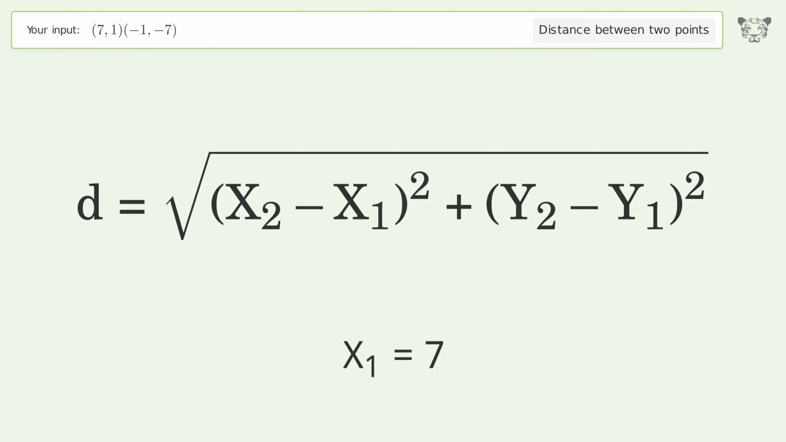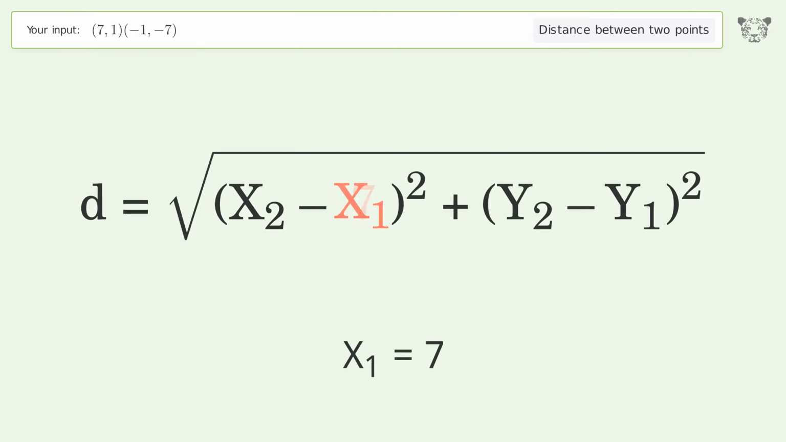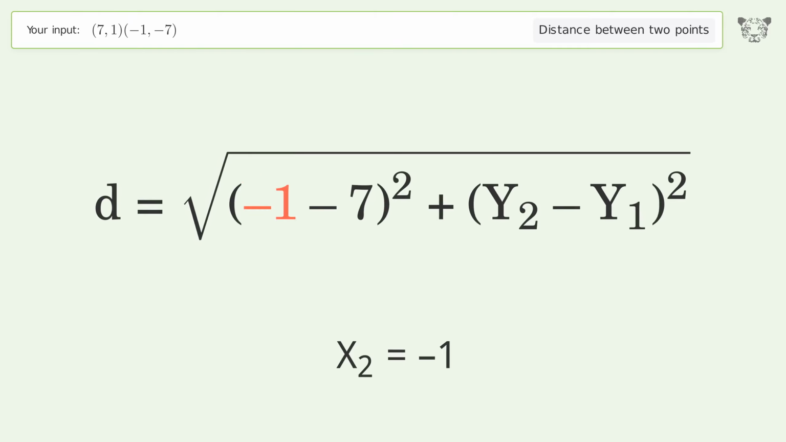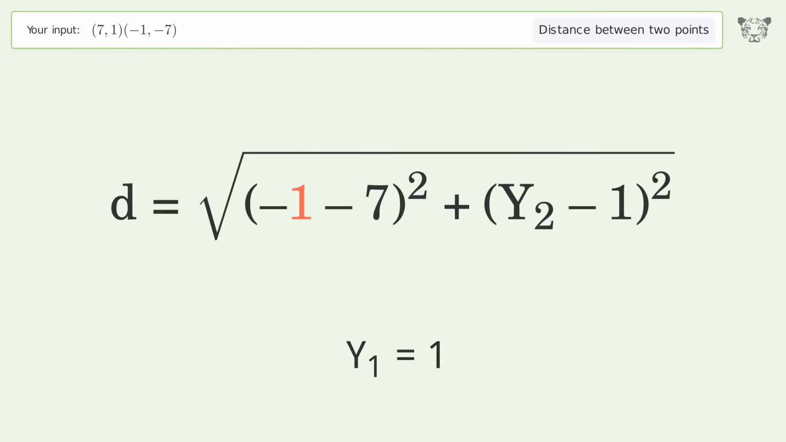x1 equals 7. x2 equals -1. y1 equals 1. y2 equals -7.